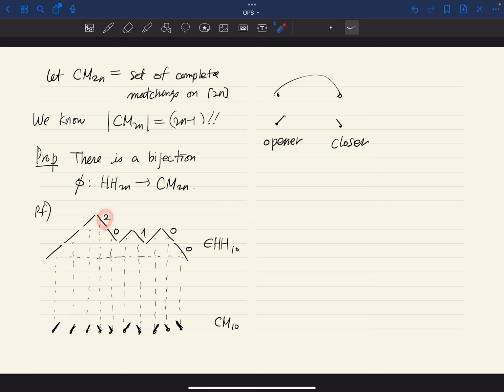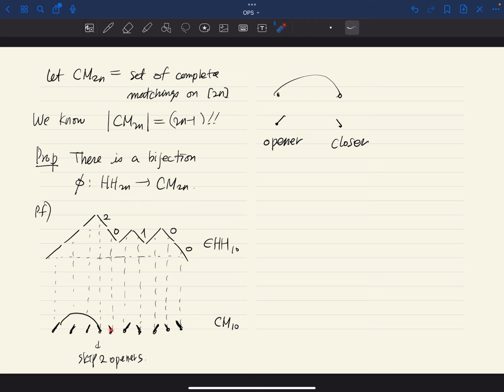So when you see a label 2, it has a label, that means it's a closer. You have to connect this with an opener. And this label will tell you how many openers you skip from here. So we have 1, 2, 3 possibilities, but you skip 2 openers. So you connect like that. Okay? So here, skip 2 available openers at each position.